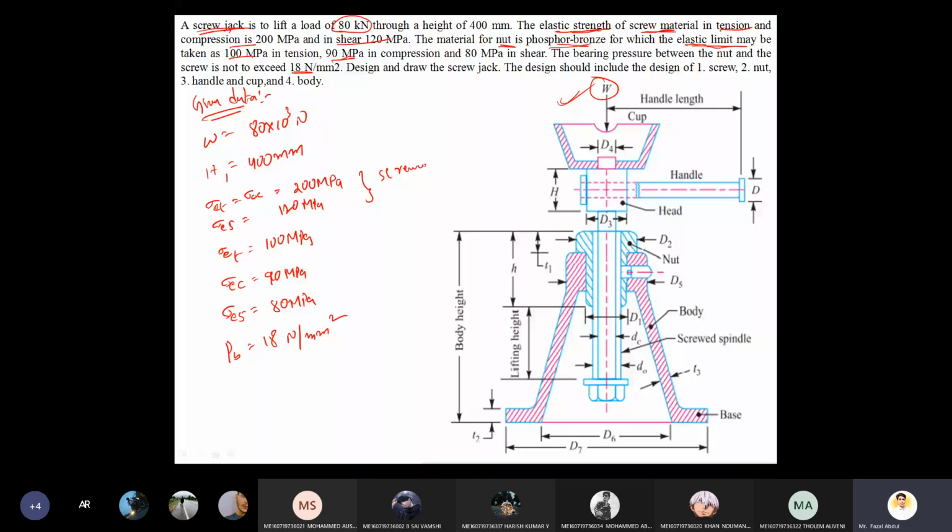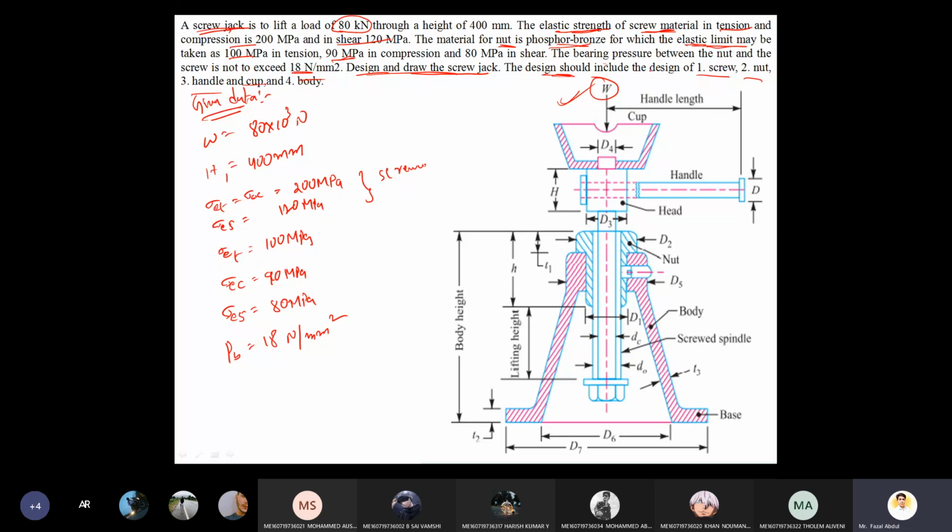The question asks to design and draw the screw jack. Design and draw means all the 13 points we did here, you need to calculate. If you are perfect with the derivation part, there is no need to practice this numerical, because what I practice in the derivation, the same things I am going to copy here. A design hint is given: include the screw, nut, handle, cup and body. That we just designed, right?